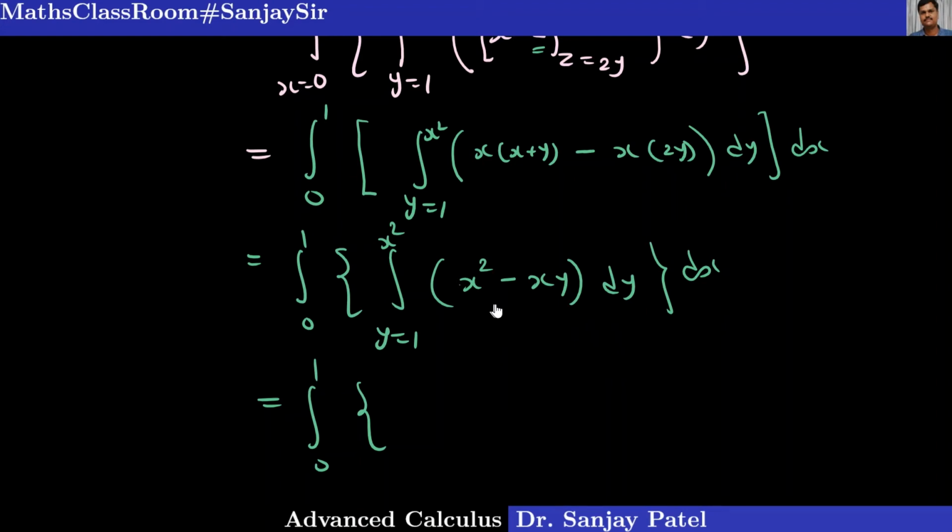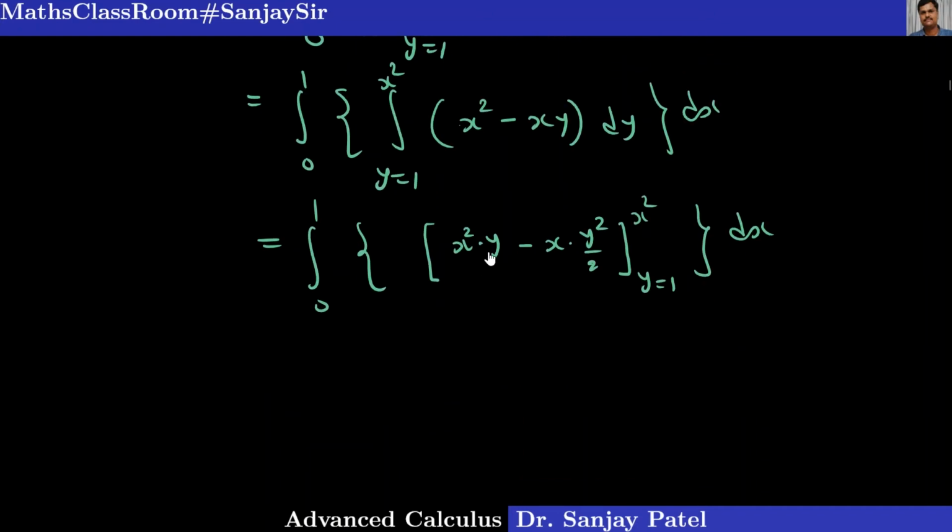x is constant, so the integral of x square is x square into y, minus the integral of x into y. So x is constant as it is, and the integral of y is y square by 2. And then we substitute the limits of integration for y, which is y equal to 1 and y equal to x square. And finally, whatever answer we get is to be integrated in the end with respect to x.